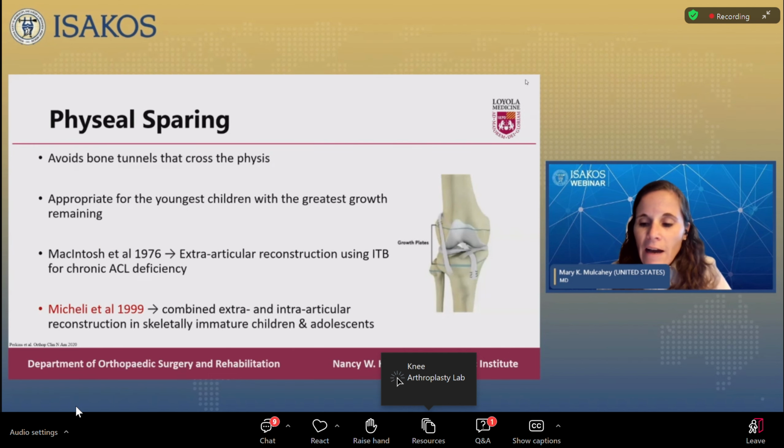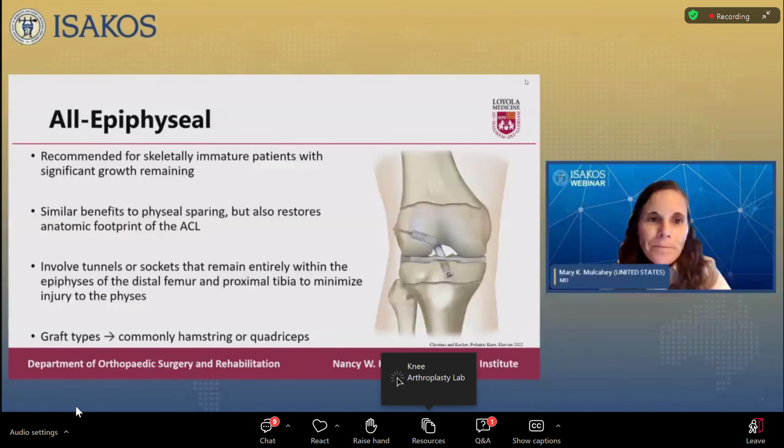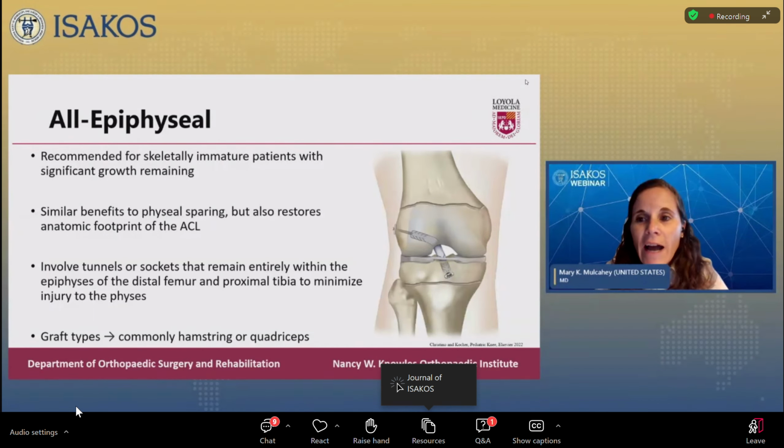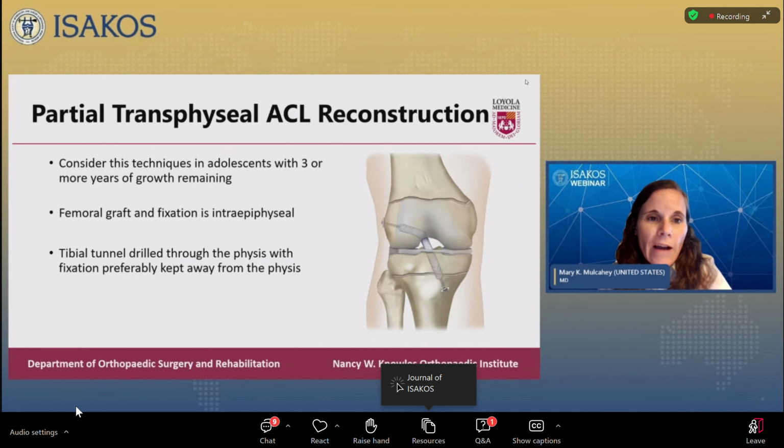And the McKeever technique, as Nick went through in detail, is most commonly used and involves a combined extra- and intra-articular reconstruction. This is all-epiphyseal, recommended for our skeletally immature patients with significant growth remaining, and there are similar benefits to physeal sparing, but it does also help restore the anatomic footprint of the ACL. And in this case, of course, the tunnels or the sockets are entirely within the epiphysis rather than the physis. And then graft types considered in this case are hamstring and quad autograft.